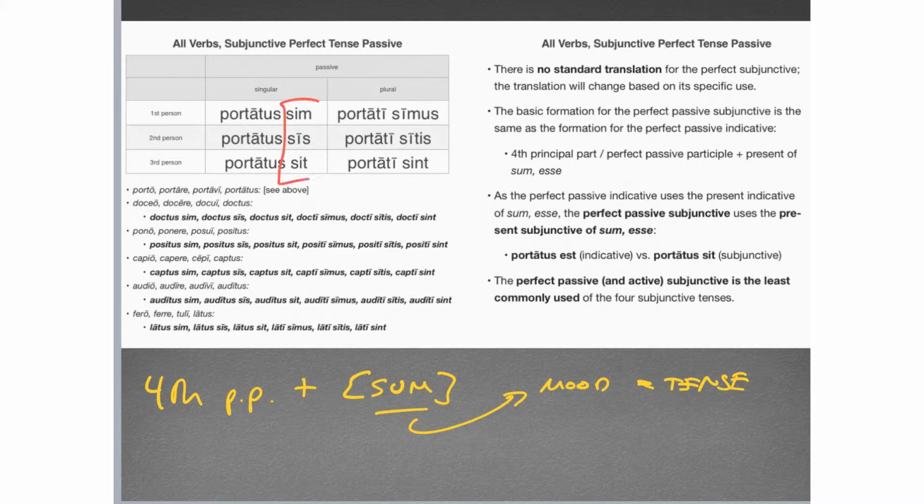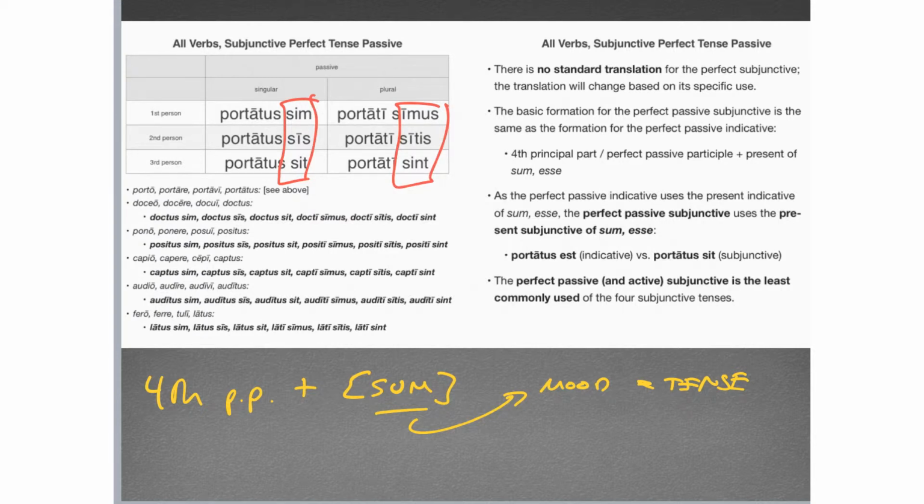And you can see here that what is used with the perfect passive subjunctive is in fact the present subjunctive of sum. So the perfect passive subjunctive is the fourth principal part plus the present subjunctive of sum. If that sounds familiar, it should, because the perfect passive indicative is the same exact formation, except it uses the present indicative of sum rather than the present subjunctive. So nothing new to learn here, just things to put together in a slightly different way.